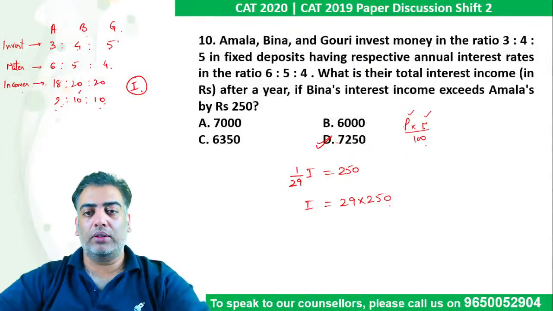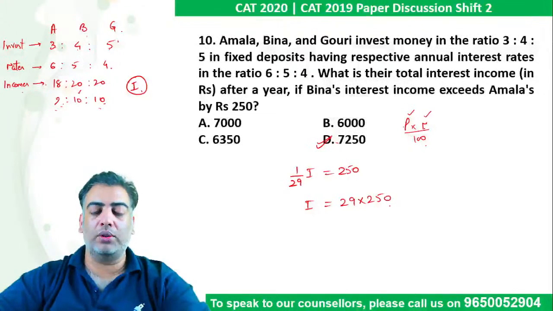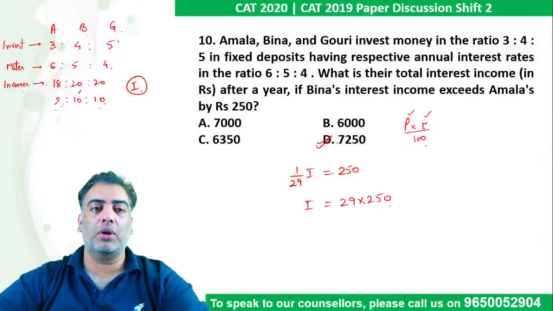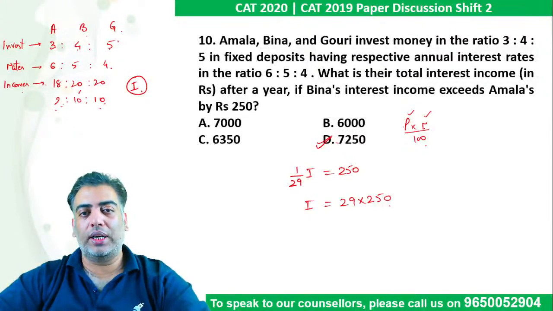So please check it out. I hope this was another very easy question. The only concept required here was how to find the ratio between the interest incomes of A, B, and C. Okay, so let's move on.